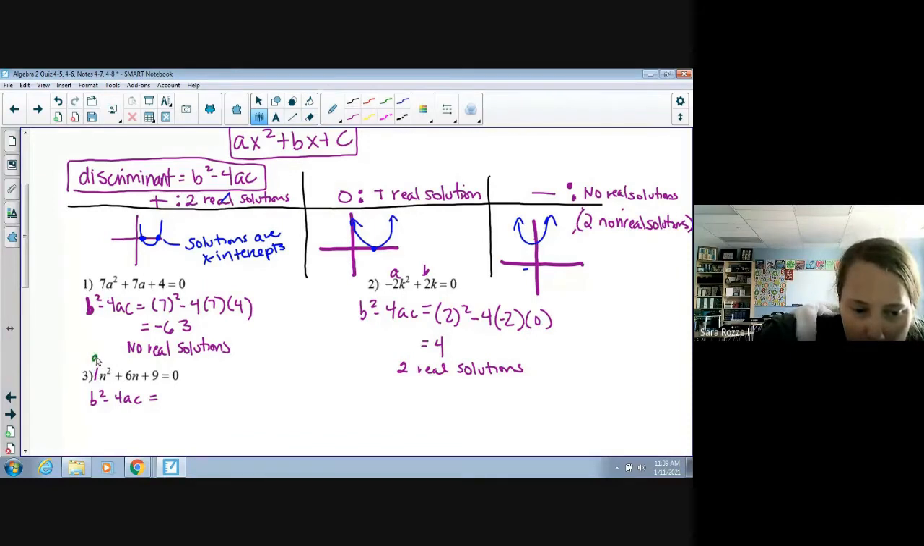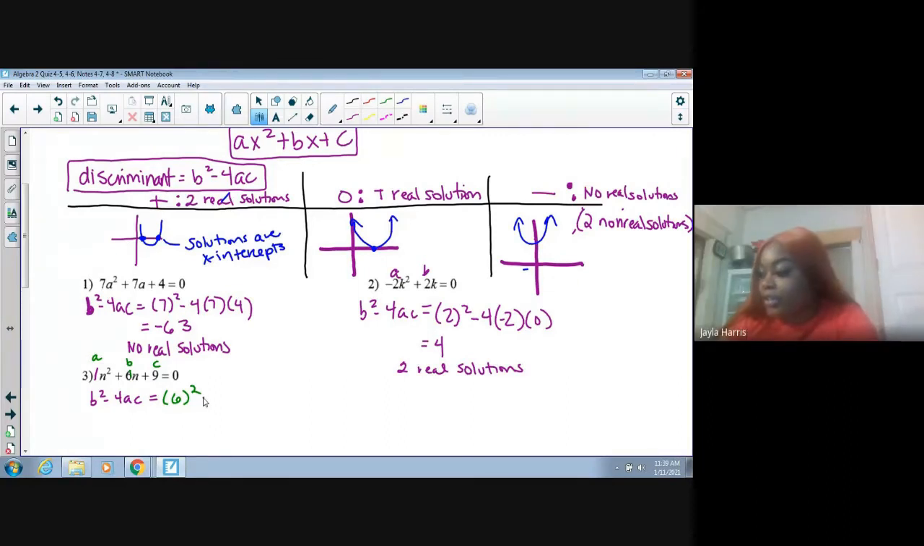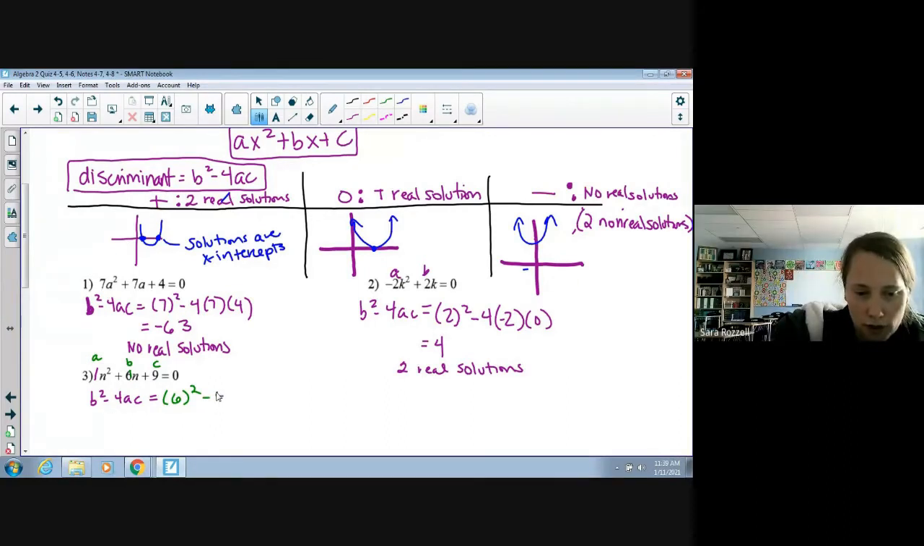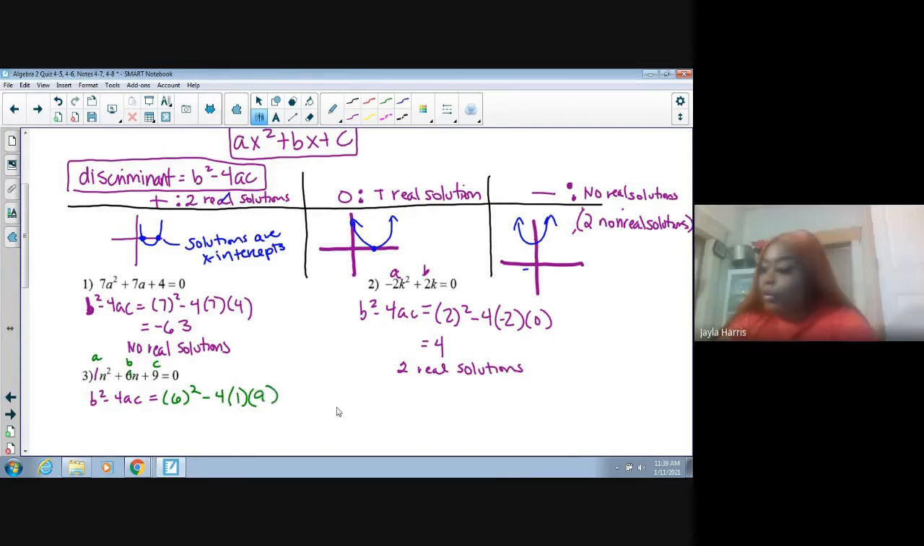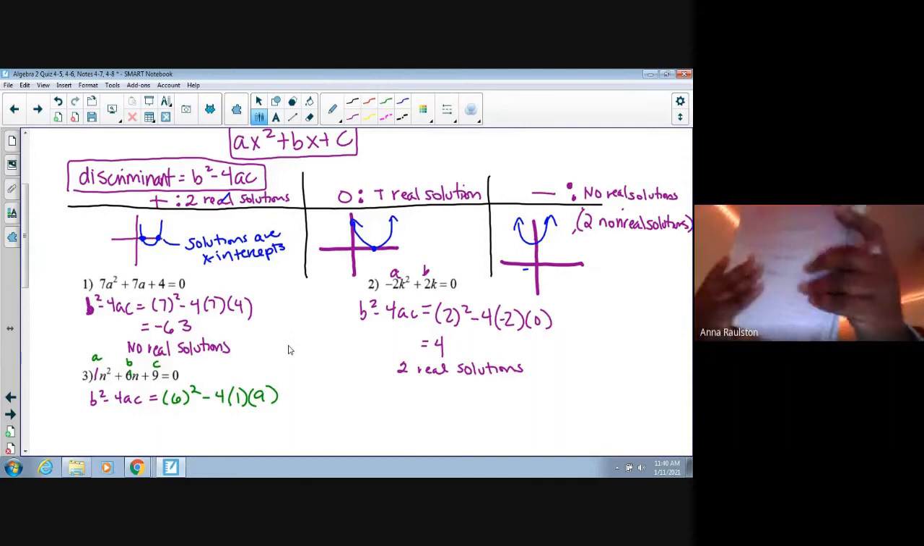This is A, the 1. 6 is B, and 9 is C. So that's where you get the 3 letters from. Now we look and say B squared, but B was 6. So I'll do 6 squared. Then minus 4. Then A is 1, so that goes in there for A. And C was 9. So it was right then.